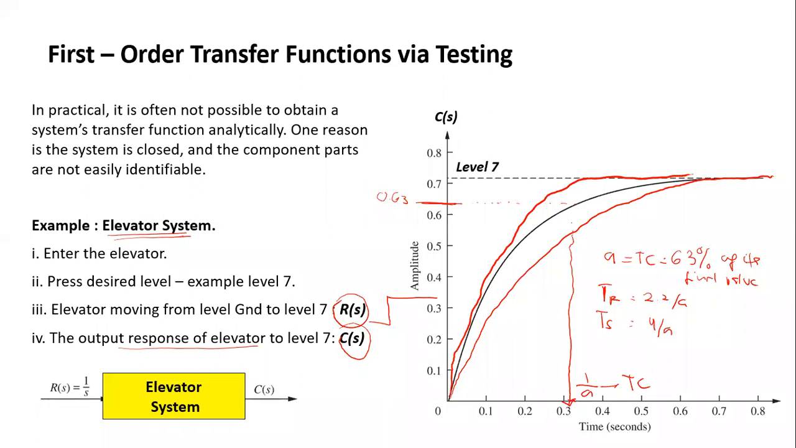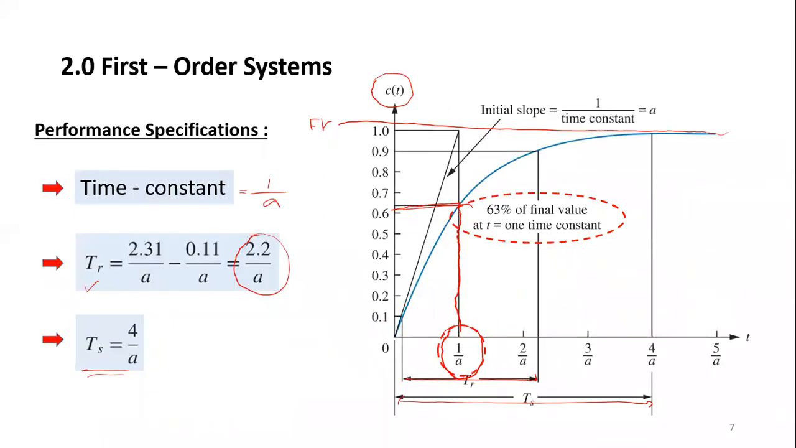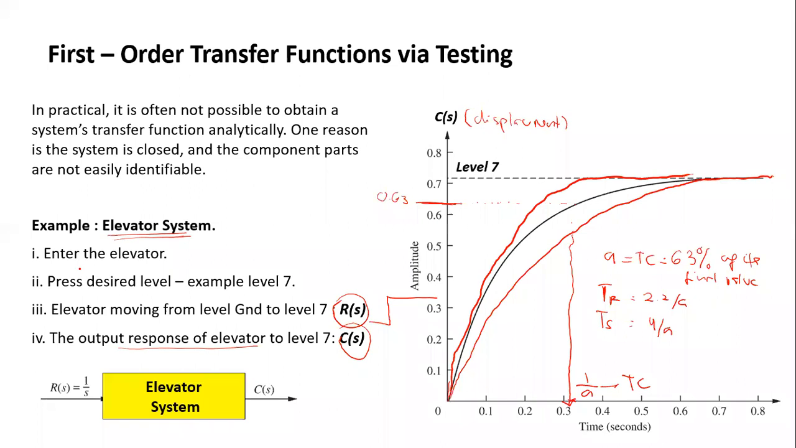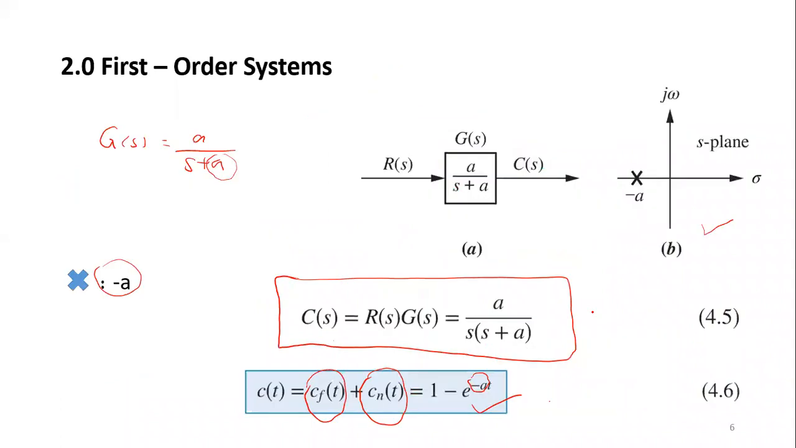So another way to model the system is to measure the output response. For example, the output response of the elevator means the position of the elevator from 0 to level 7, the level we want. From this output response, we can use the theoretical knowledge of time constant, TR and TS to plot the 63% point and get the time constant, and we are able to find TR and TS.